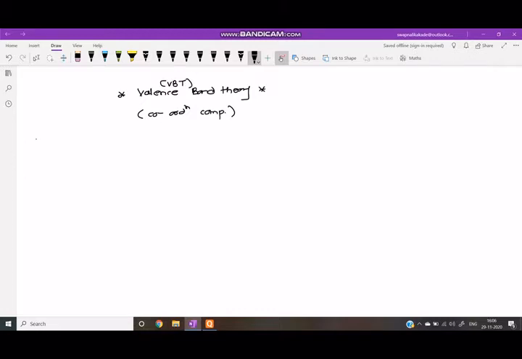What are the tips for VBT? The first tip is to find out the oxidation state or oxidation number of the central atom. Here the central atom is a metal. The second tip is to identify the ligand.